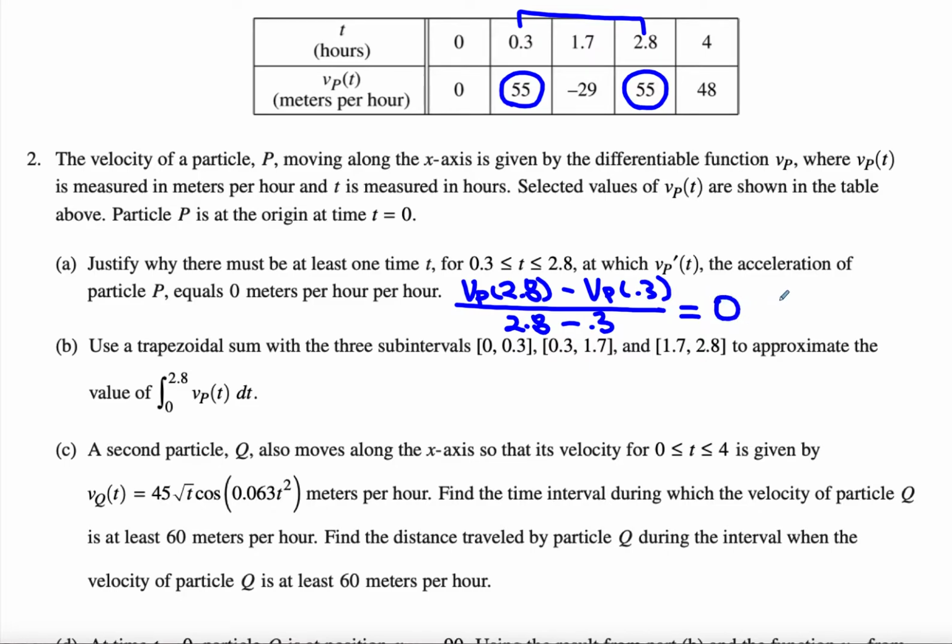But you have to realize that by Rolle's theorem, or by the mean value theorem, given that it is a continuous and differentiable function, there exists c where v prime of p of c is equal to 0. So in order to use the mean value theorem, we have to talk about the function being continuous and differentiable, and that is stated right over here. All right, then let's look at part B.